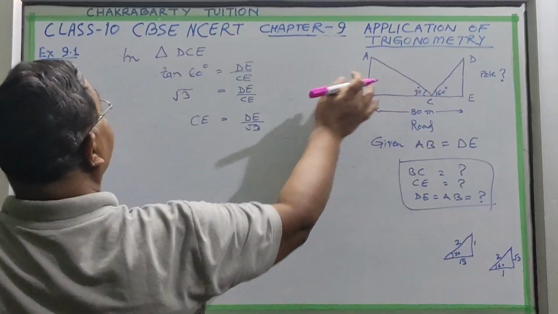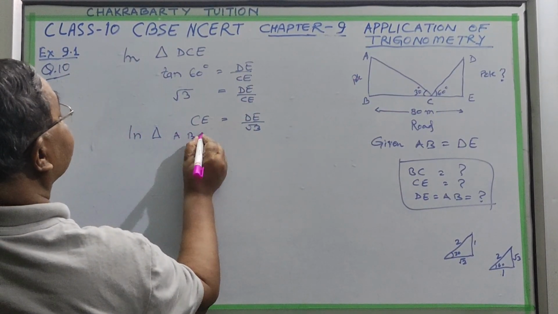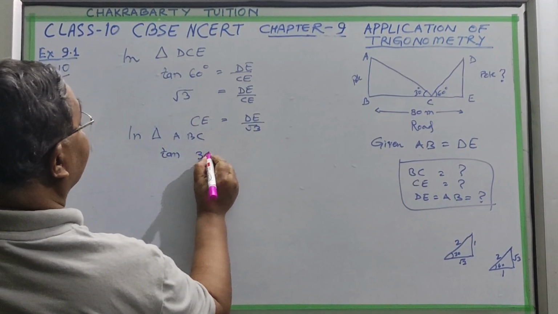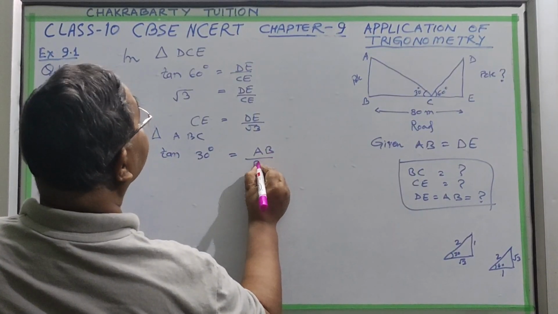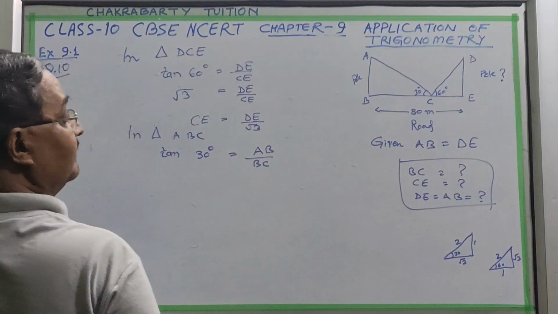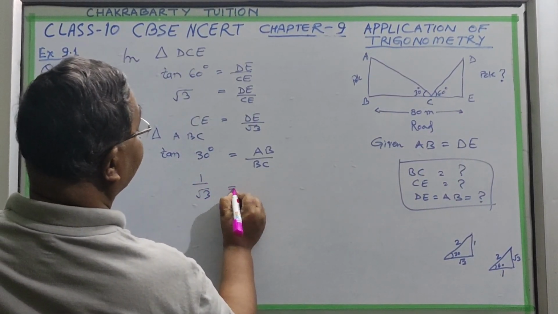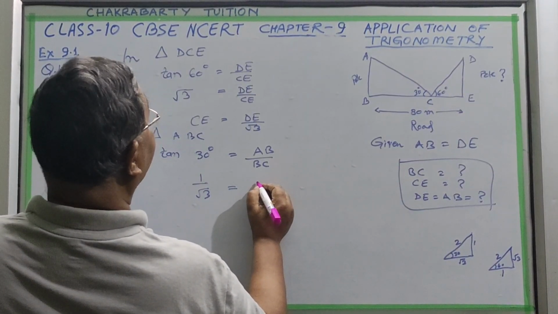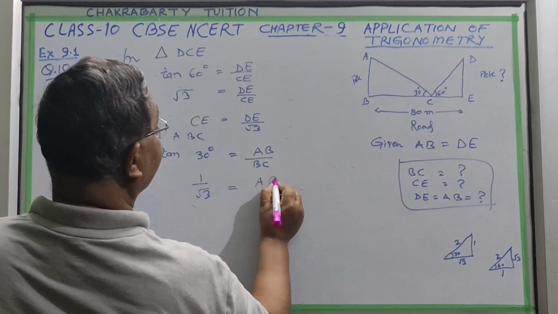Now in this triangle ABC, tan 30 degrees is equal to AB upon BC. Okay. So tan 30 is 1 by under root 3. 1 by under root 3 is AB upon BC.